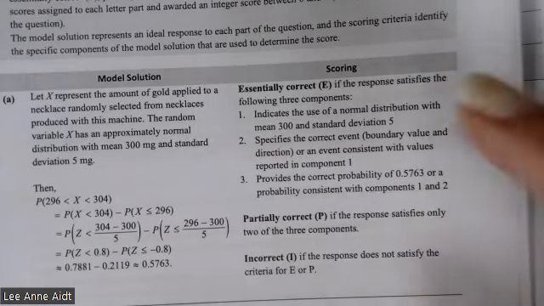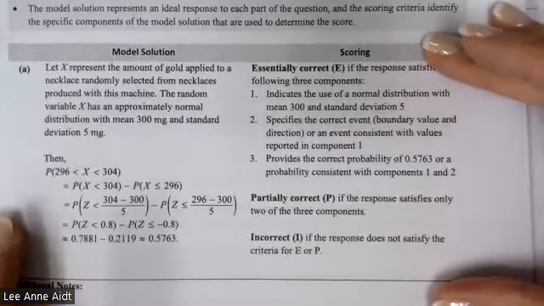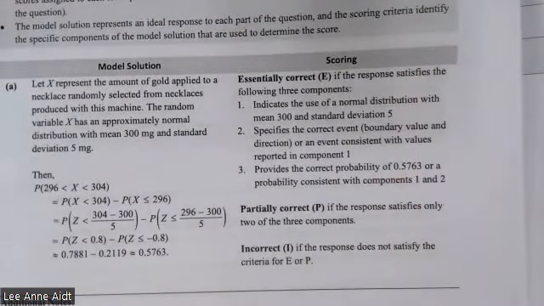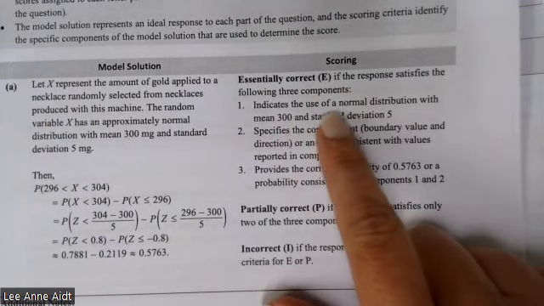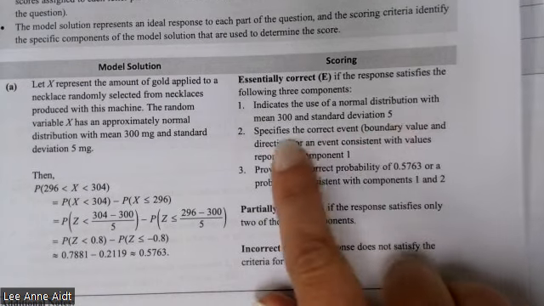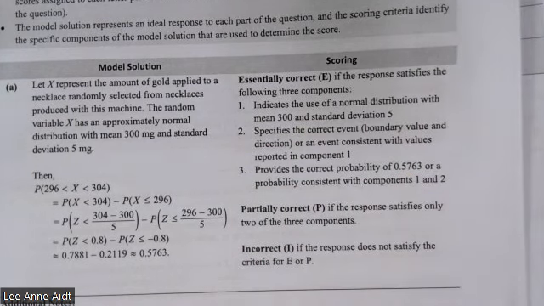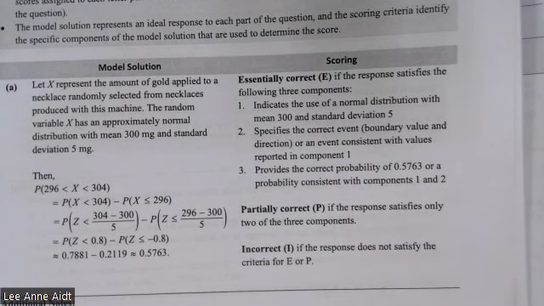Okay. Now, I know we were on 6C. Did you guys get an okay grade for 6A? I know we were rushing. So there are 3 components. You needed to say normal distribution with mean 300 and standard deviation 5. You needed to have a boundary event, and you needed to have the correct answer of 0.5763. If you only did 2 of the 3 of those, that's a P, and none of those is an I.